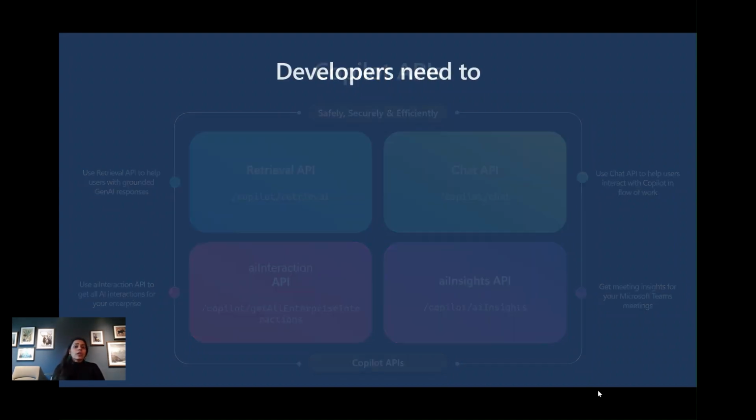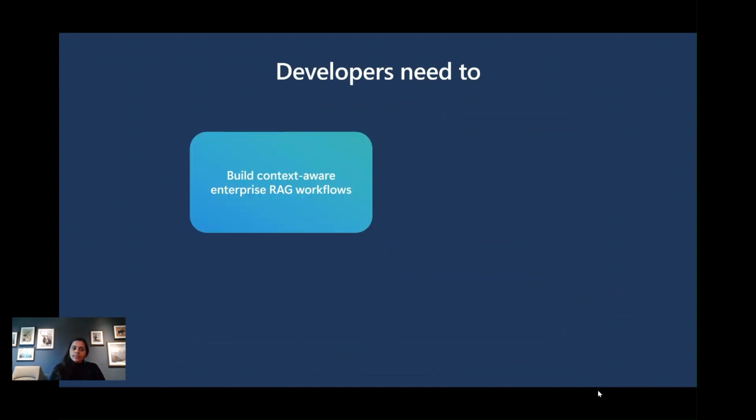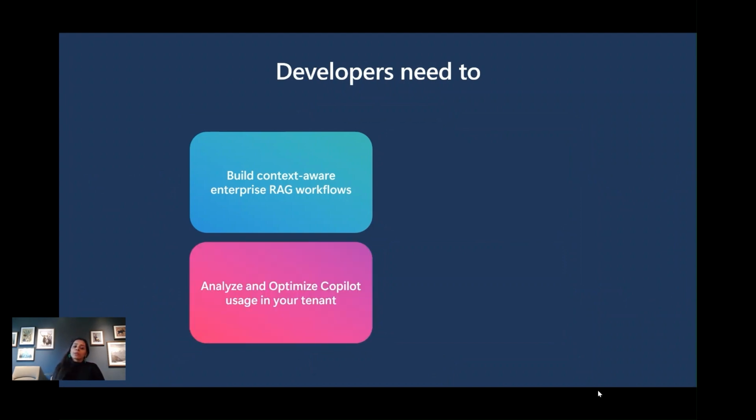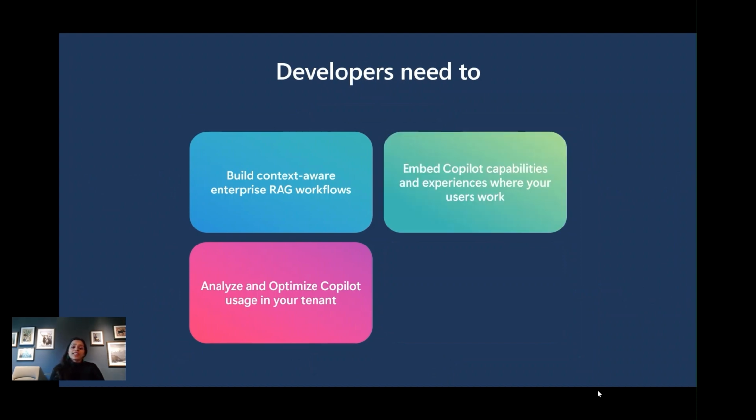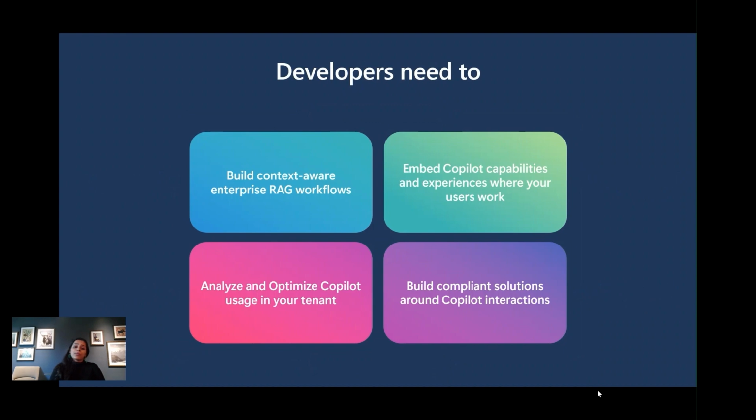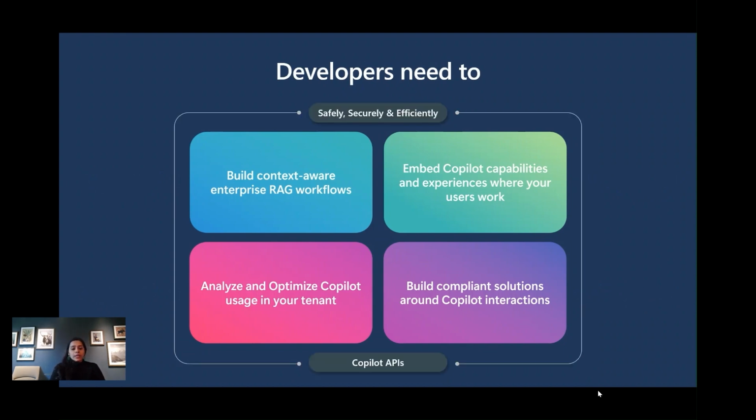And these are all in direct response to what our developers are looking for in this space. We understand that you want to build context aware enterprise RAG workflows. You want to analyze and optimize Copilot usage in your tenant. You want to embed Copilot capabilities and experiences where your users work, and you want to build compliant solutions around Copilot interactions. And that's why we are now bringing to you the Copilot APIs, which will do this safely, securely, and efficiently.